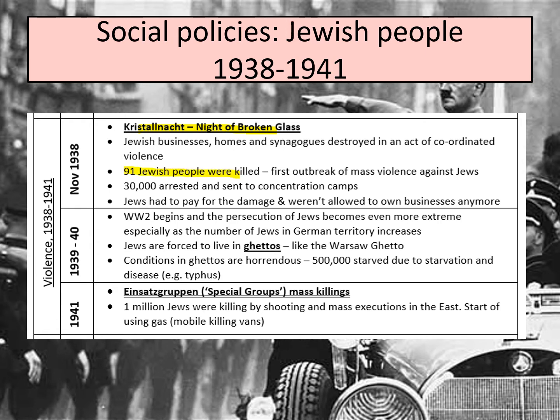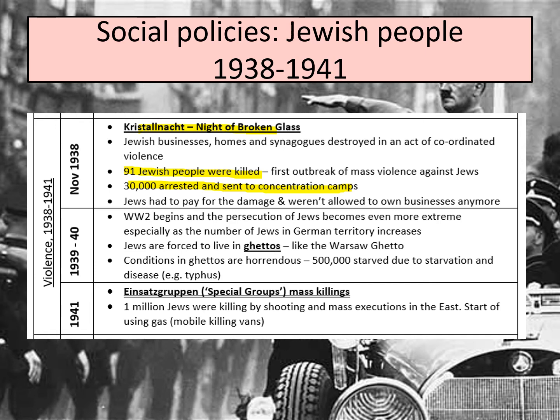91 Jewish people were killed in this night. 30,000 more were arrested and sent to concentration camps for the apparent crime of being Jewish. Concentration camps had existed before this, but they had been used to house political prisoners, people that opposed the Nazis, and now Jewish people were being put in them just for being Jewish. This was a terrible event and one that horrified the Jewish community.